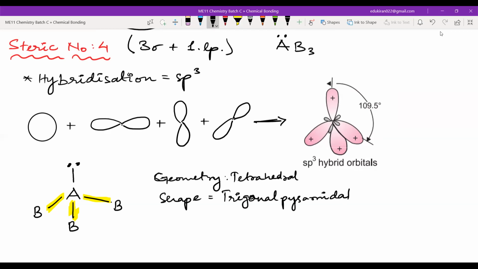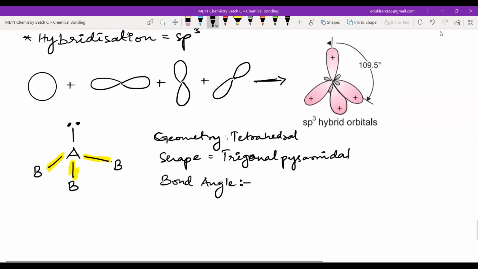Now comes the time for bond angle. For bond angle, you have to write one more thing, that is the order of repulsion of electron pairs. Now we have only two types of electron pairs in the valence shell: bond pairs and lone pairs. Either bond pair or lone pair.